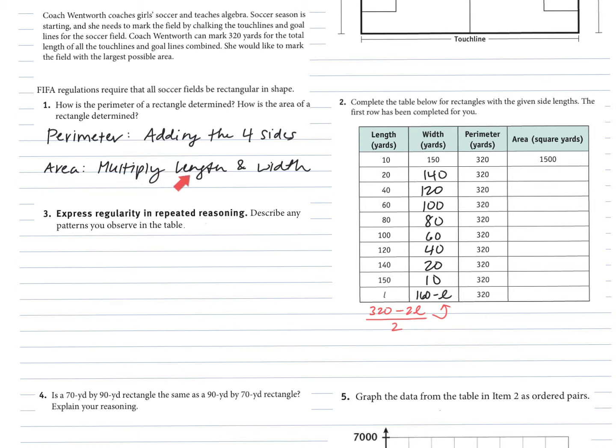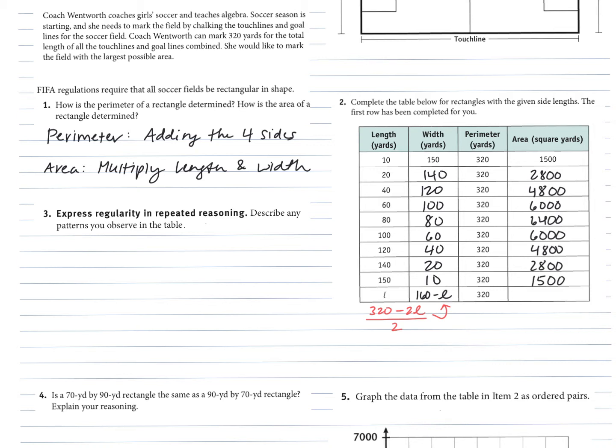Remember, area is found by multiplying the length and the width. So we're going to multiply 20 times 140. So when we do that, we actually get 2,800. It's different from our first example, and we can see the area increased. So I want you to go ahead and multiply the length and the width for each of these and see if you notice a pattern. Go ahead and pause the video right here.